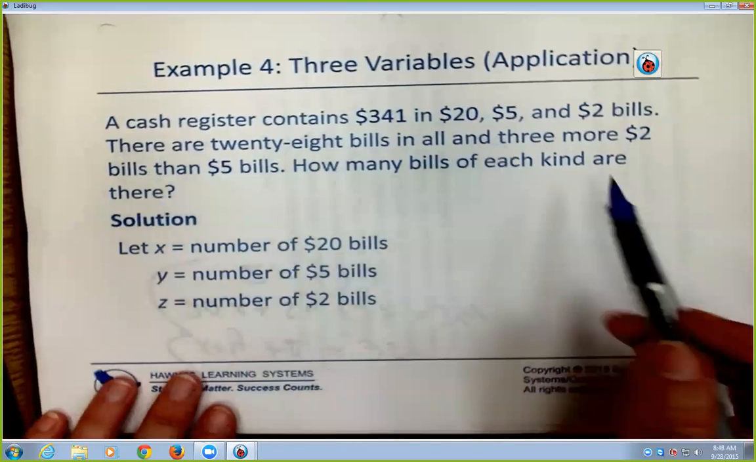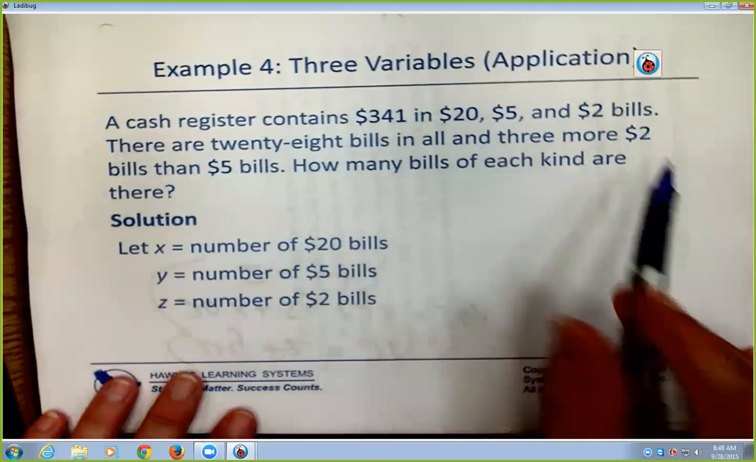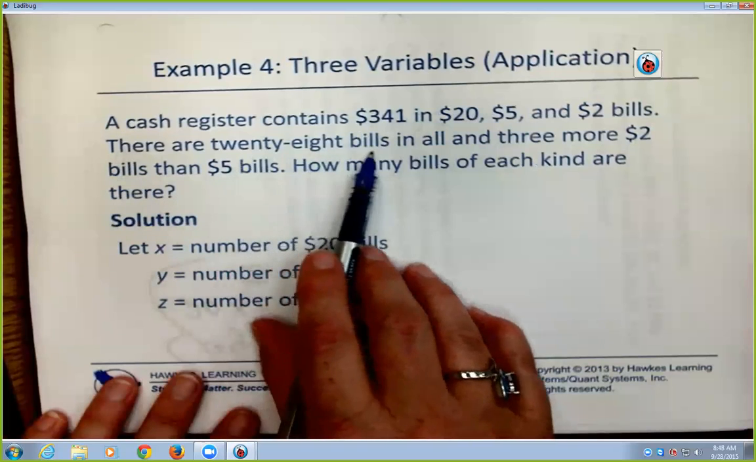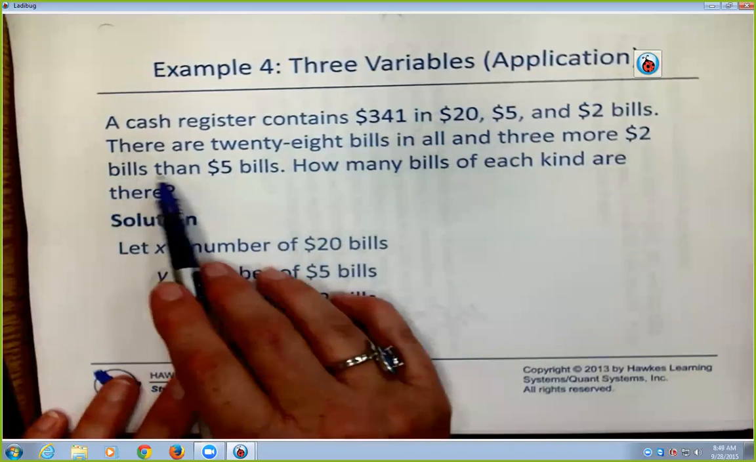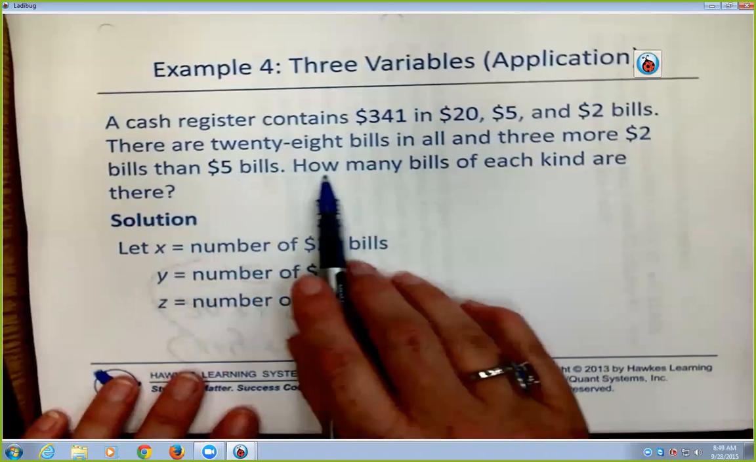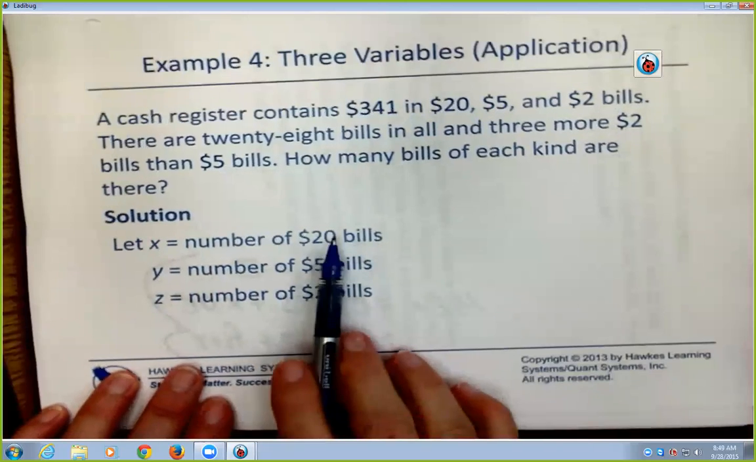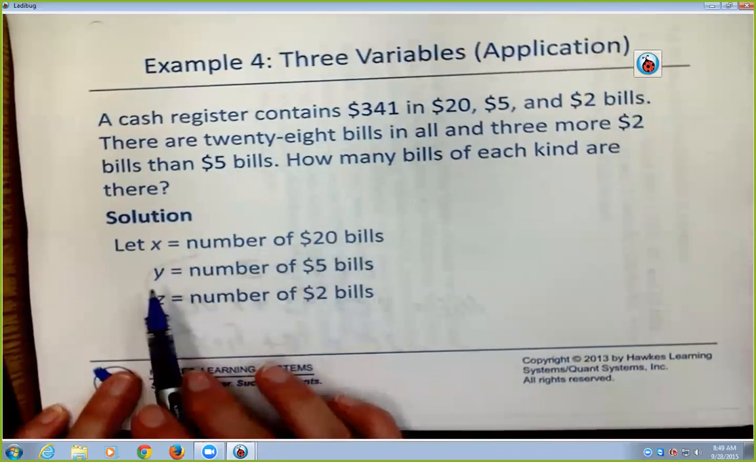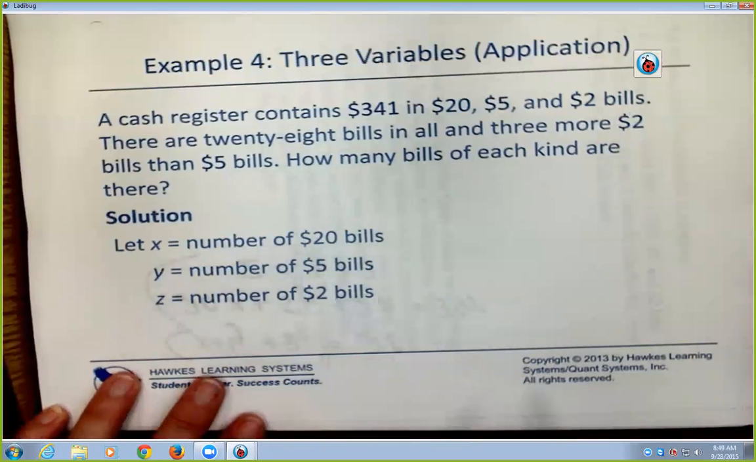It says a cash register contains $341 in 20s, 5s, and 2s. There are 28 bills in all, and 3 more $2 bills than $5 bills. How many bills of each kind are there? So they go through and they assign each one of these a letter. The $20 bill is X, the $5 bill is Y, and the $2 bill is Z.